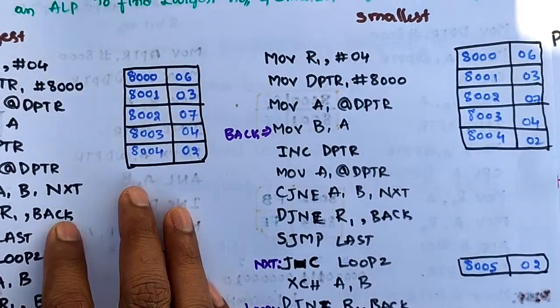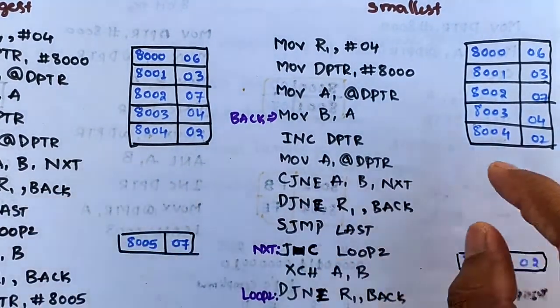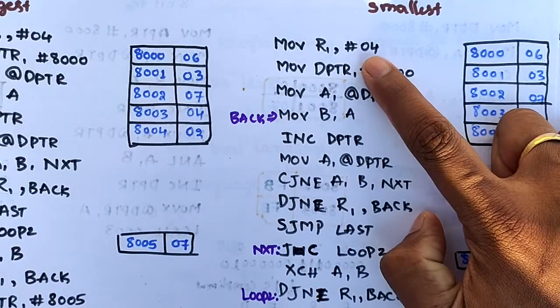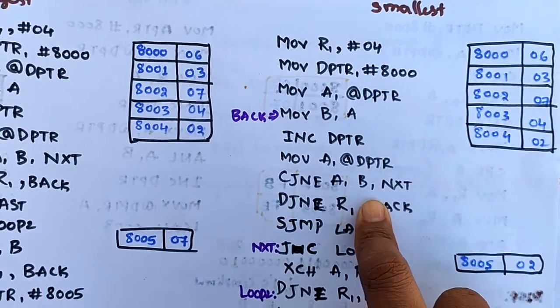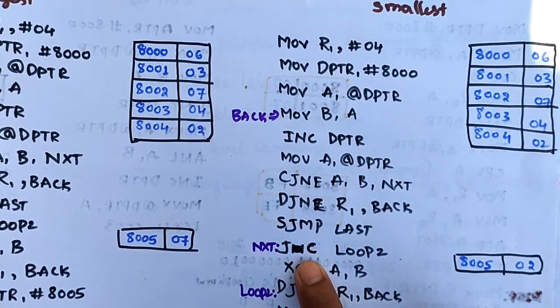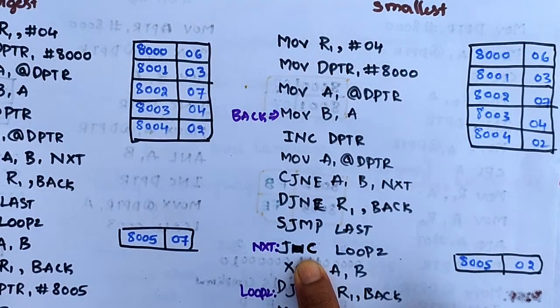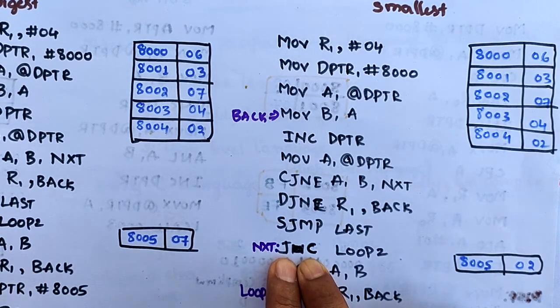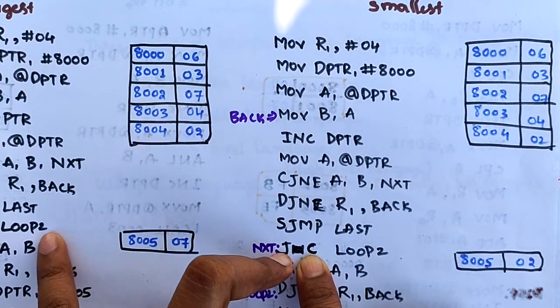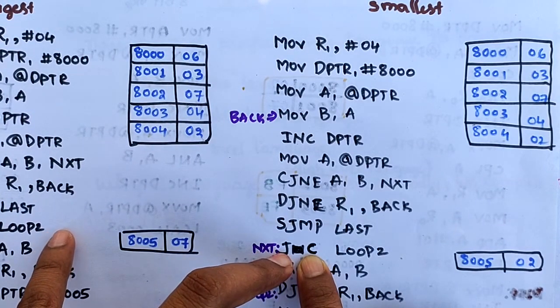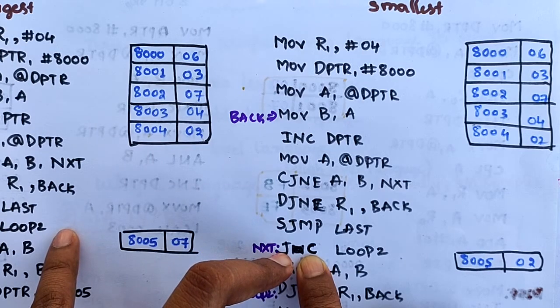Here also I use the same instructions to find the smallest number. Here the same counter, because I have selected the same 5 numbers. The only difference is that instead of jump if not carry, we are using the jump carry instruction. That means, if the A value is lesser than B, then the carry will be generated. If the A value is greater than B, the carry is not generated.